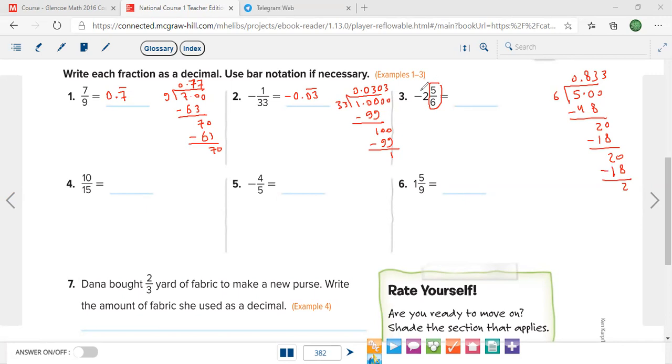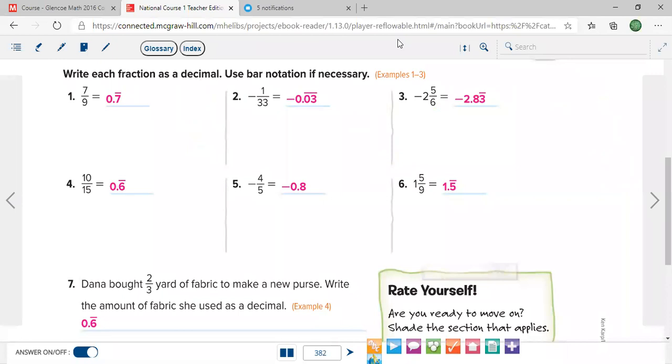So only the 3 is repeated. So don't forget to write down the whole number, it has a negative 2, you write it here. So negative 2.8, and the 3 is repeated. See how easy? So you try to solve these problems and you will find the answers like you can see here. These are the answers so that you can solve them.